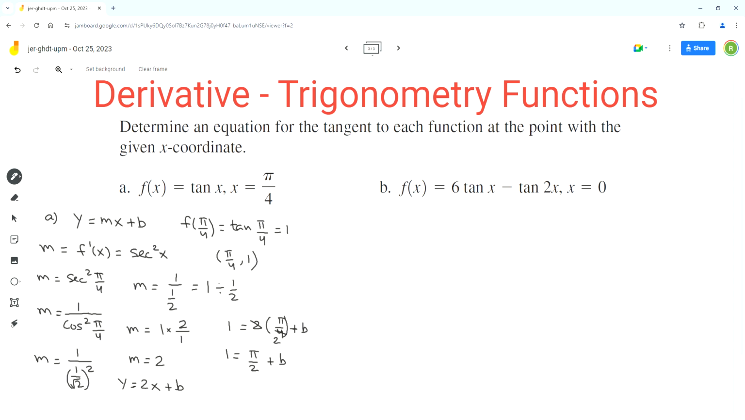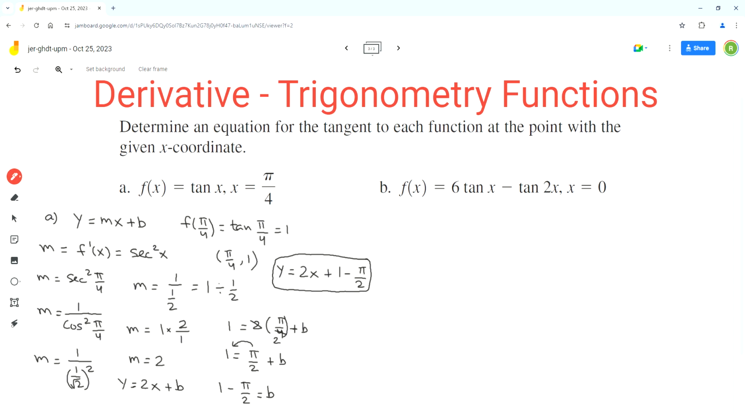Now we can isolate b by moving pi over 2 to the left side of the equation, and that will make it negative. So this is the y-intercept of this tangent. So the equation of the tangent is y equals, so this is the final answer for part A. Now we can analyze part B.